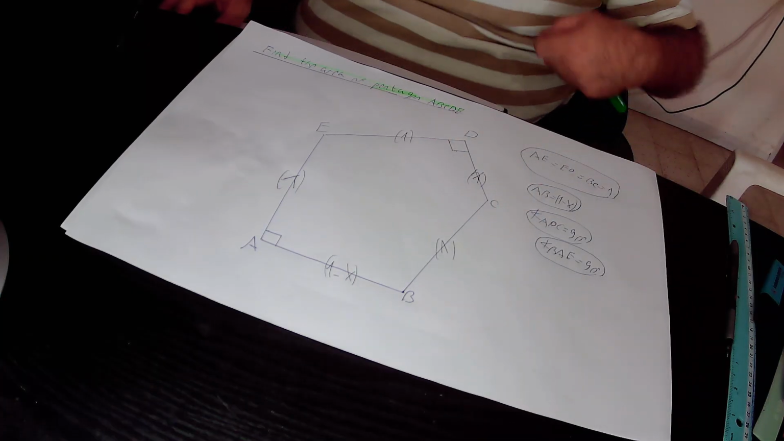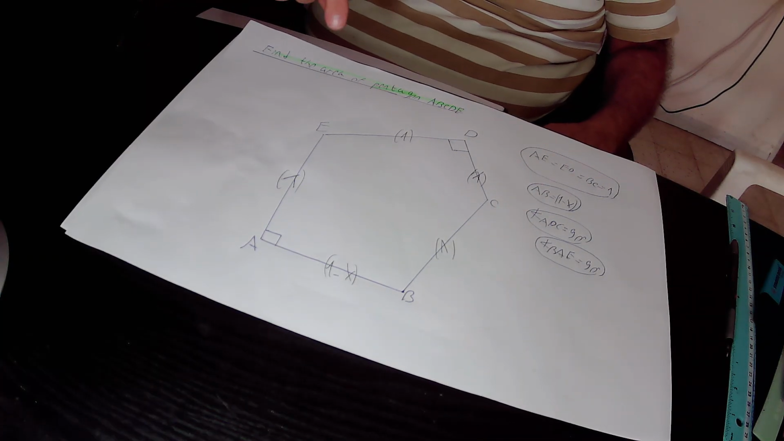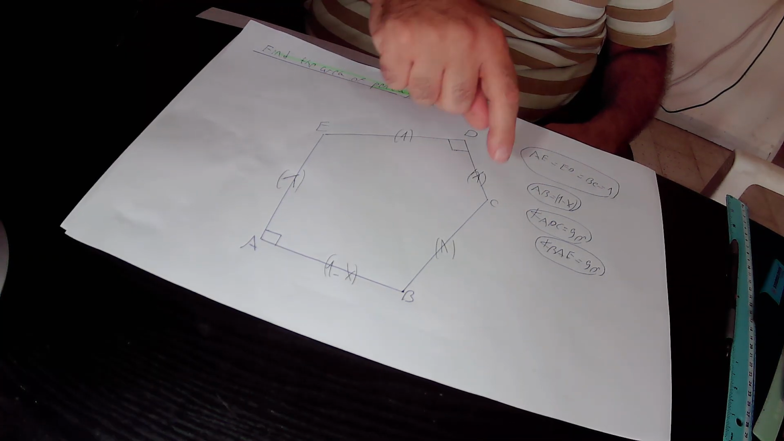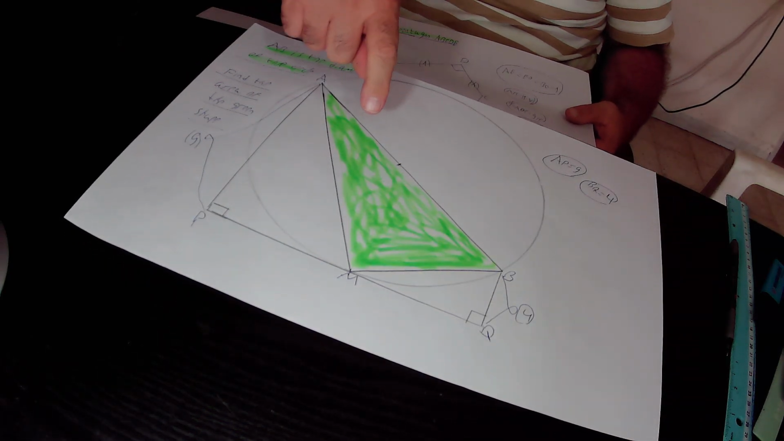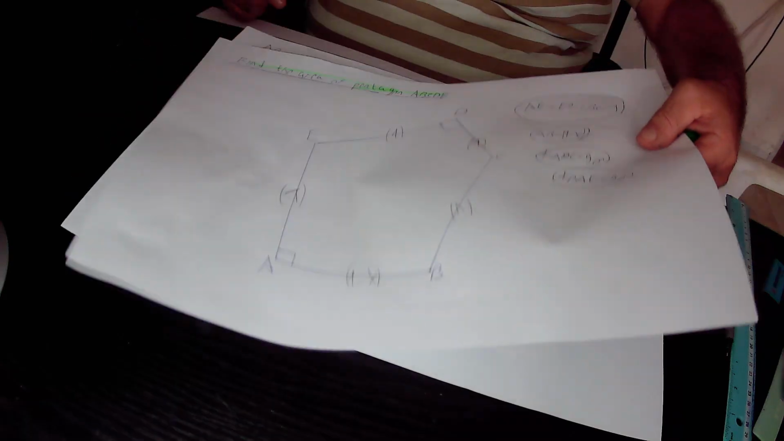In this lecture, we'll solve two questions. In the first question, we find the area of this pentagon ABCDE, and in the second question, we find the area of this green shape. So we start with the first question.